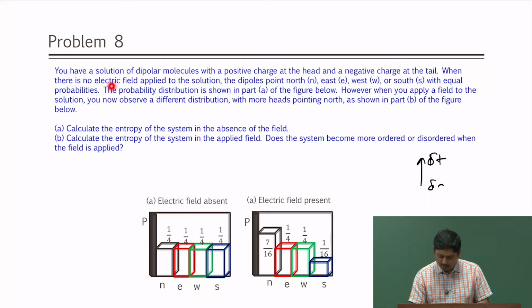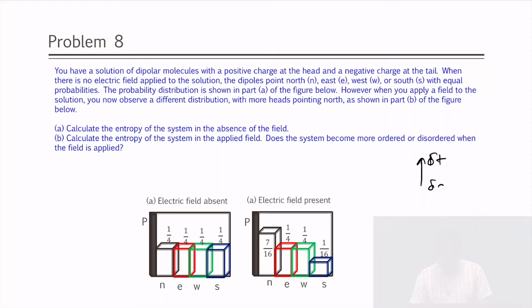When there is no electric field applied to the solution, the dipoles point north, east, south and west with equal probabilities, because there is nothing to actually orient them, right? The probability distribution is shown in part A, when the electric field is absent. However, when you apply an electric field to the solution, you observe a different distribution with more heads pointing north, because probably you applied the electric field along the north-south direction. So you get a different probability, as shown in figure B.